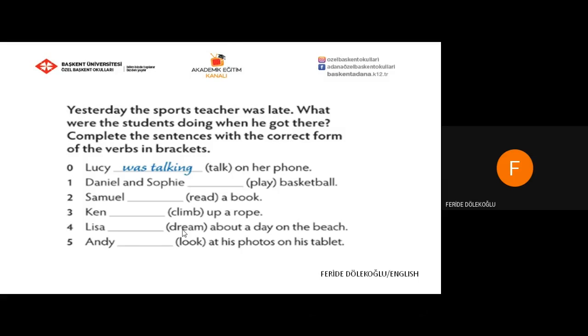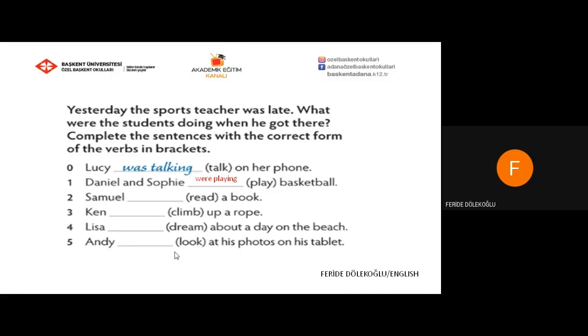Complete the sentences with the correct form of the verbs in brackets. Look at the question again. What were the students doing when he got there? So we will use past continuous to do the exercise. Let's start with the example. Lucy was talking on her phone. Daniel and Sophie, two people, were playing basketball.